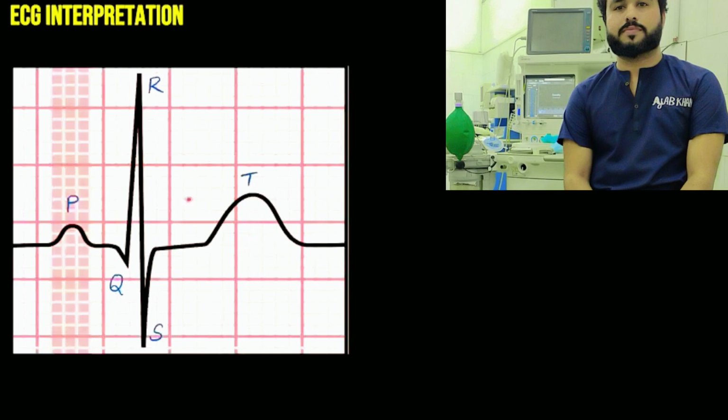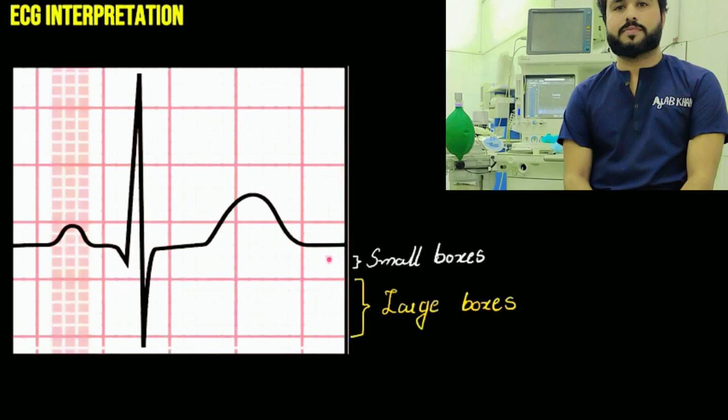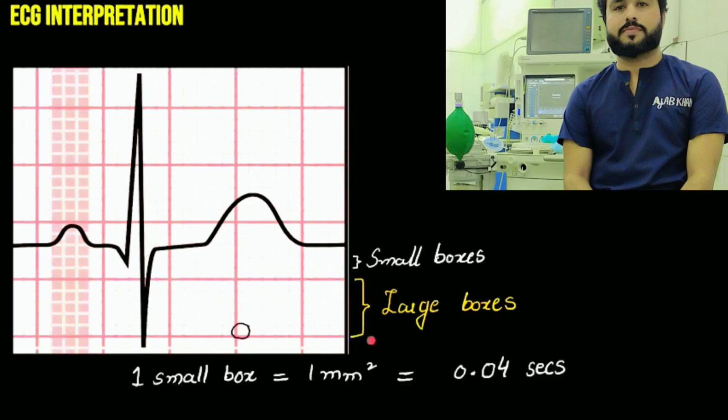Now on ECG paper, you see an ECG strip like this, and you will appreciate large boxes, and in these large boxes, you will see small boxes. Each large box is a square composed of 5 small squares in width and 5 small squares in height. Each small box is equal to 1 millimeter square. It means that one small box has 1 millimeter height, 1 millimeter width. 1 millimeter square, very important.